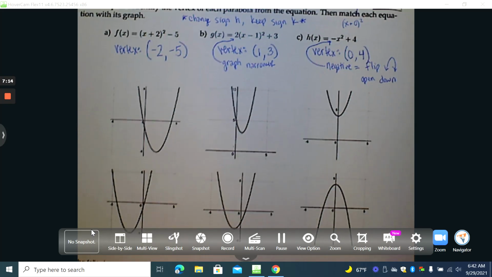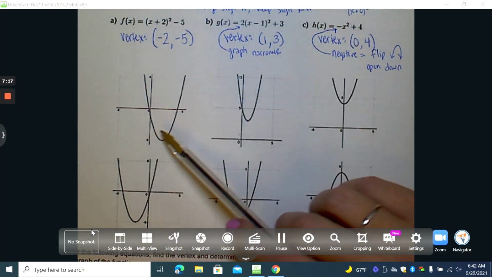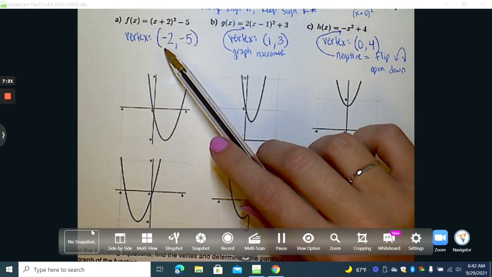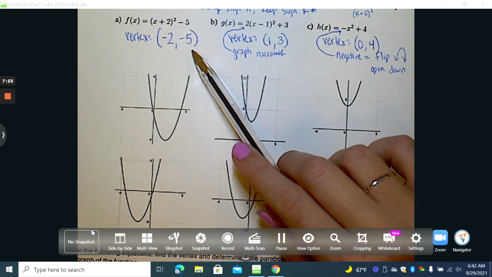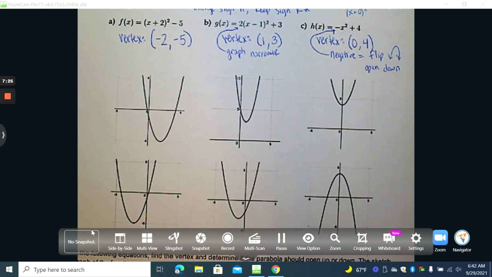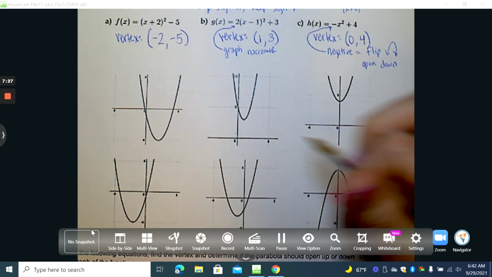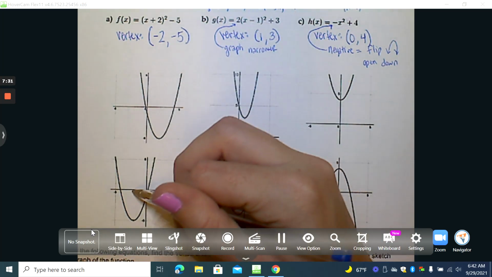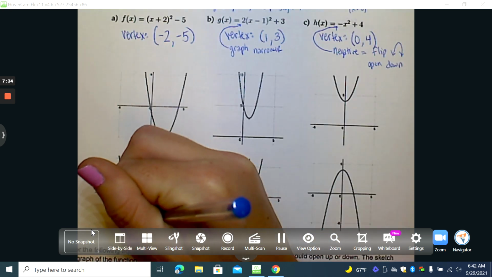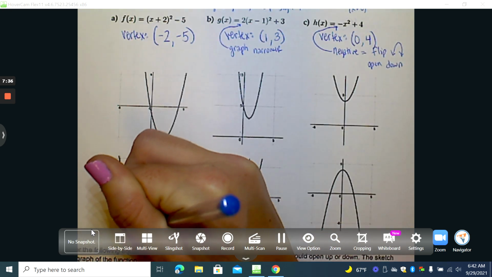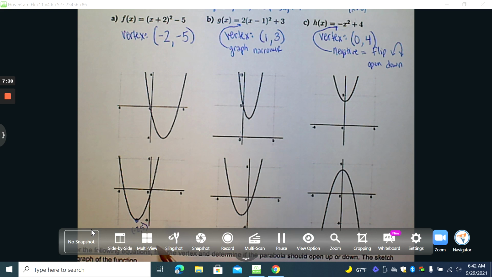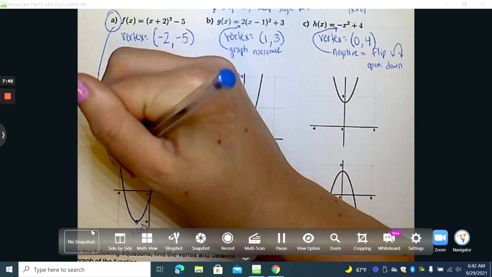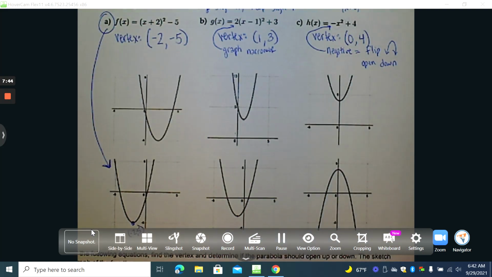So let's see if we can find some matching graphs here. I want to find the equation that has the parabola has a vertex of negative 2, negative 5. I'm over here at negative 2, negative 5. Negative 2, negative 5 is down here. I'm looking to see if I have any other that I have negative 2, negative 5. Nope. This is my graph for negative 2, negative 5.